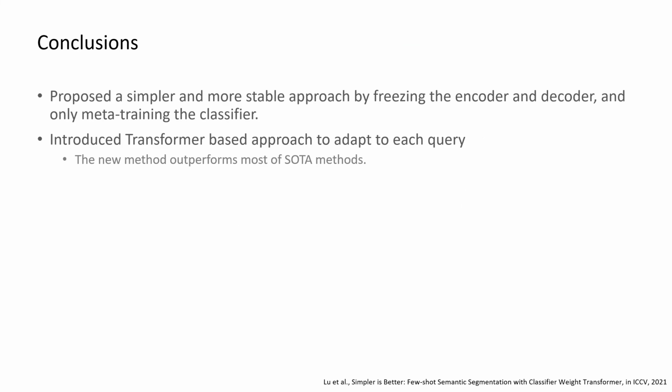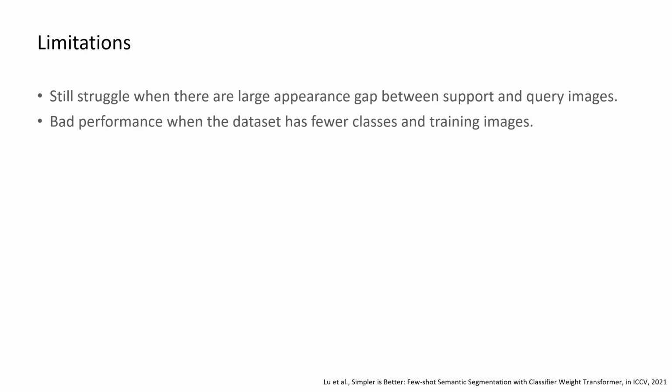This paper proposes a simpler and more stable approach by freezing the encoder and decoder after pre-training and only meta-learning the classifier. This reduces overfitting and training instability. To adapt to each query image, it introduces a transformer-based approach. It leads to strong performance on multiple benchmarks, even outperforming certain methods with simpler model architecture. However, the model still struggles when there are large appearance gaps between support and query images, like different viewpoints, poses, or occlusions. Handling such extreme variations remains a challenge for future work.